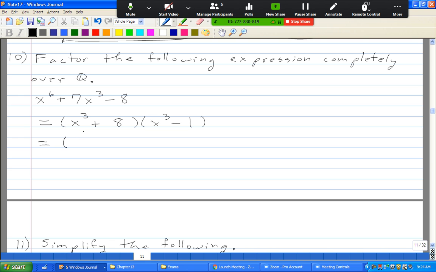So I'll use the sum of cubes formula. The cube root of x cubed is x. The cube root of 8 is 2. X squared is, well, x squared. Change the sign.